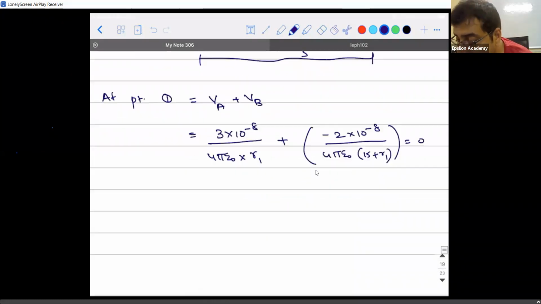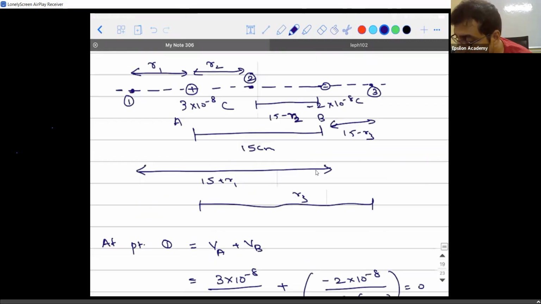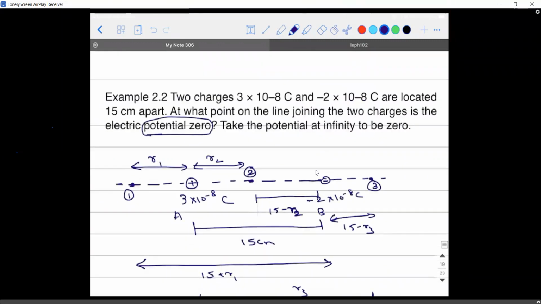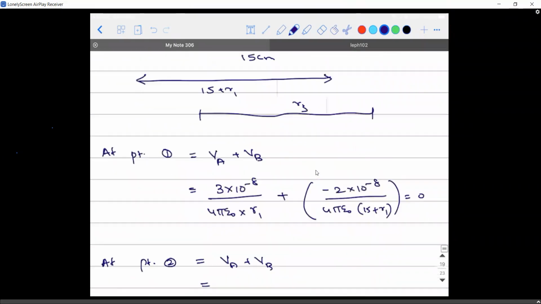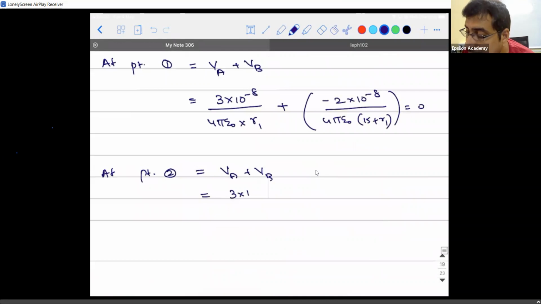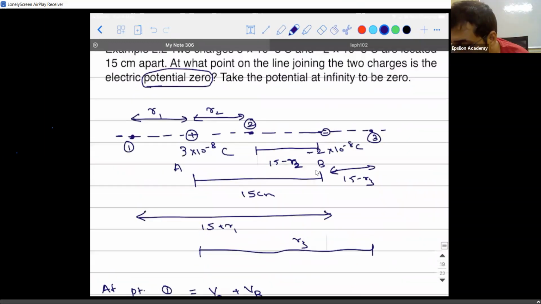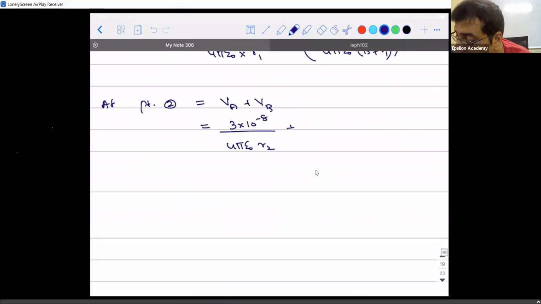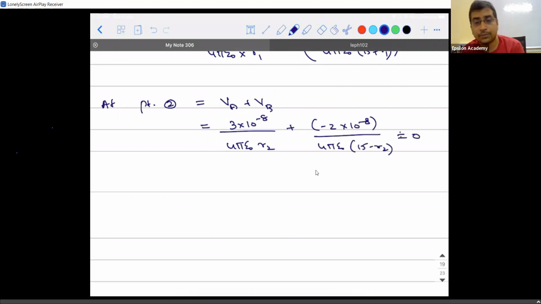Similarly, at point 2, I'm only going to frame the equation. Calculation you people are going to do. Sir, why is VA plus VB zero, sir? So that's what the question says. Okay, sir. At point 2, VA is how much? 3 into 10 power minus 8 divided by 4 pi epsilon naught into R2. From the second charge, it is at a distance of 15 minus R2, plus minus 2 into 10 power minus 8 divided by 4 pi epsilon naught into 15 minus R2. This should be equal to 0.